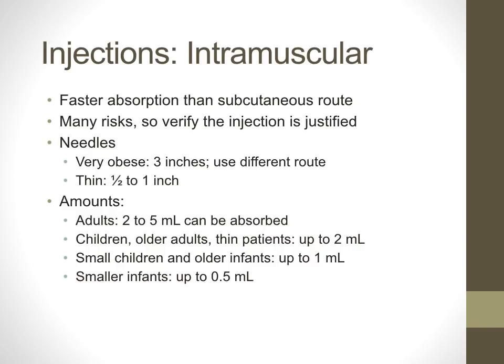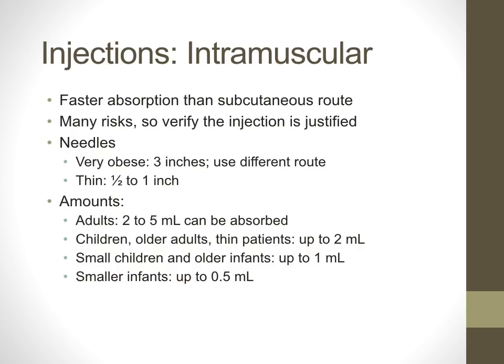I have actually given an intramuscular injection into the deltoid of a very, very thin, frail, elderly patient using a 5/8 length needle. Okay, so the length of the needle is going to be based on the size of your patient and the location. The amount of medication that you can administer intramuscularly can be anywhere between 2 to 5 mLs for the adult.